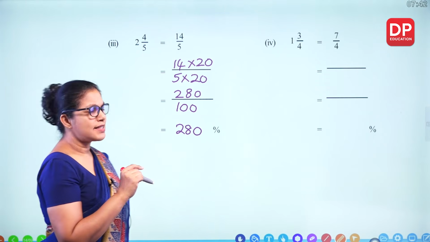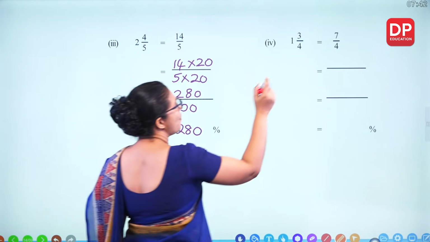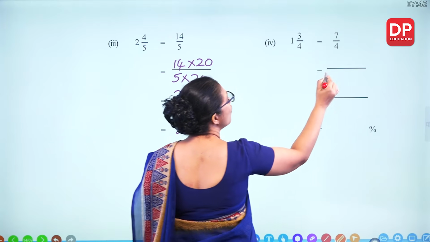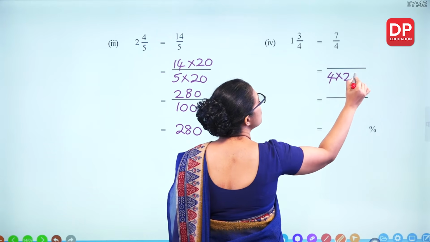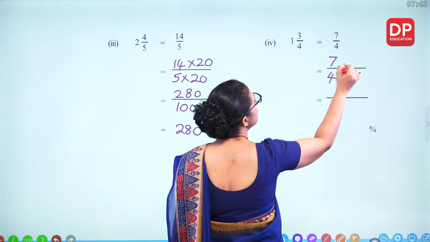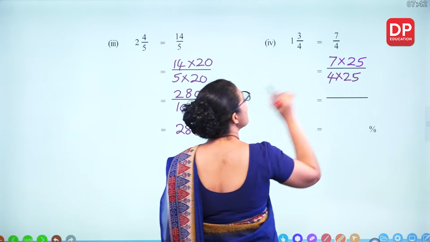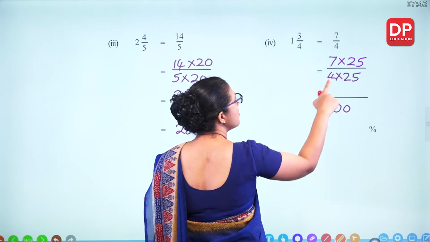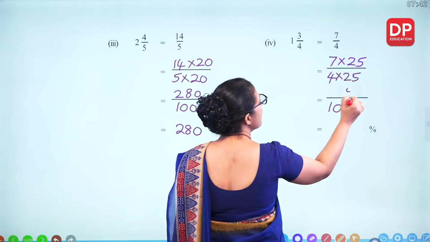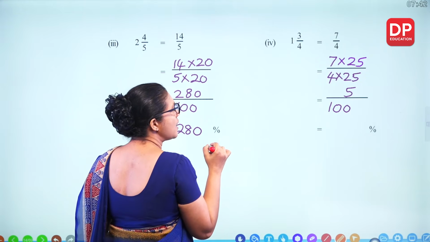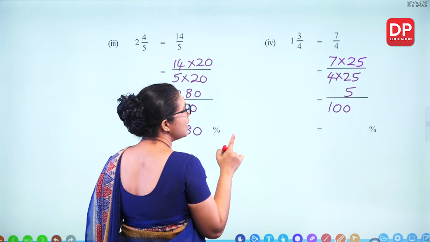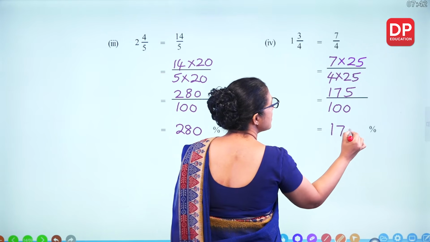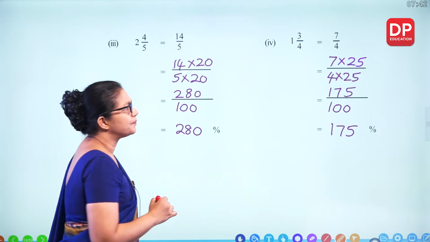1 and 3/4, convert to an improper fraction. You get 7/4. 4 multiplied by 25 to get 100. 7 also you need to multiply by 25. So 100 you get here in the denominator. 7 times 5, 35. 3 remaining. 7 times 2, 14 plus 3, 17. So 175%.